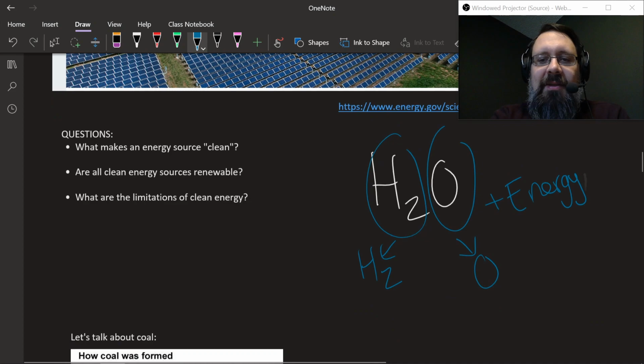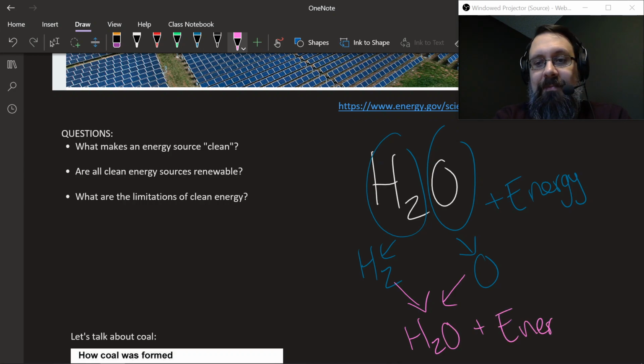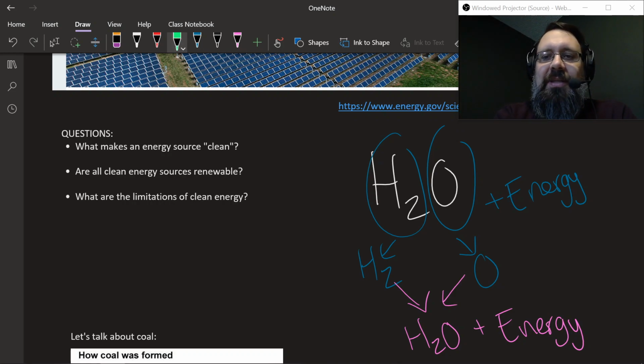And then once it's apart, what happens if you bring them back together again? It makes an outburst of energy. There you go. You can get that energy back again. The issue though is how are you putting in this energy to split it apart? Where are you getting that energy from? If you're getting it from a clean source of energy, then this is very clean.